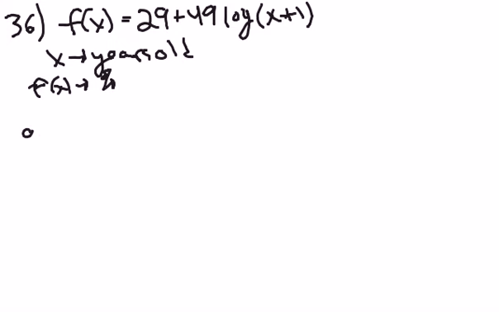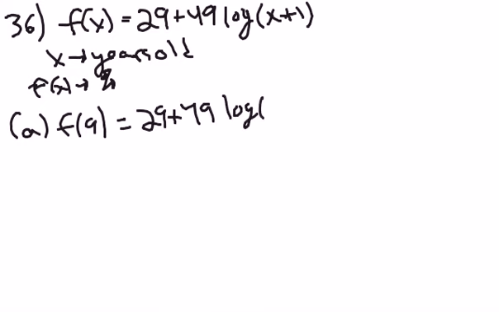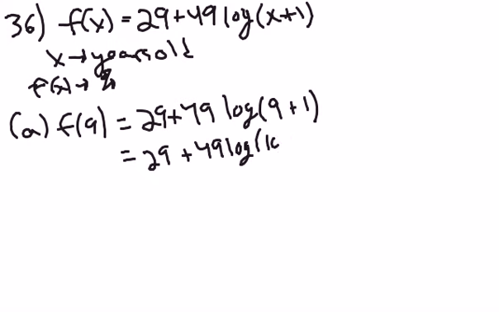Part A says, approximately what percentage of his adult height is a 9-year-old? So that means x is 9. If I plug in 9 here, it's a simple evaluation of a logarithm. Log base 10 of 10 is 1. So really I have 29 plus 49, which is 78, which is our percent. So that's part A.